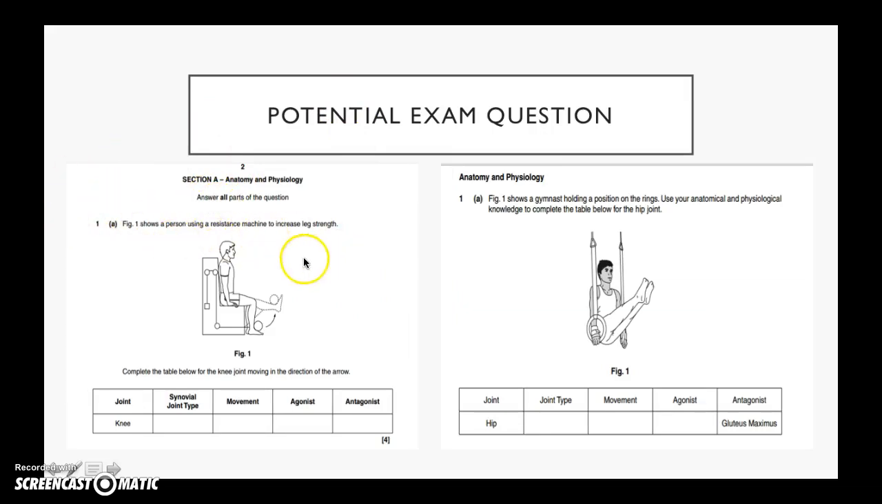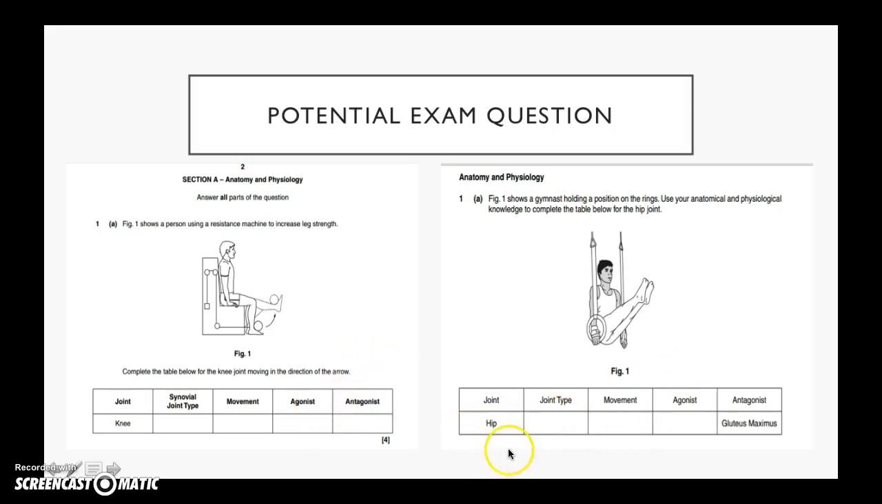It's got a resistance machine, and here it's got the joint, which is a knee. It wants you to know the synovial joint type, and the movement that's taking place on the upwards arrow here. The agonist, which will be the muscle that's in control, the muscle that's in agony, the contracting muscle. And the antagonist, the muscle that's relaxing in direct opposition. So that's the kind of thing you look at.